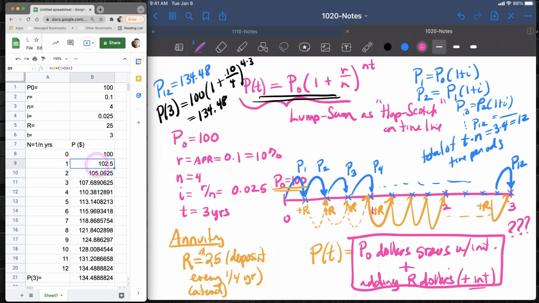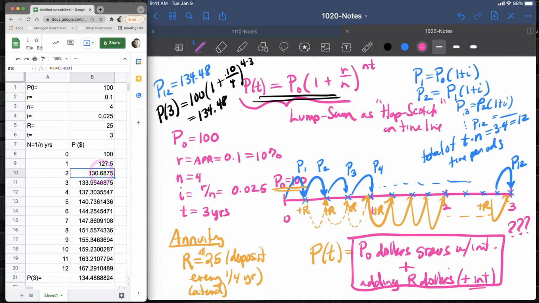Okay, so let's go to this formula and say that $100 is going to grow in interest, and then after it's done growing, this is when I'm going to add in the R dollars, add in the $25. And now you can see that I have $127 after this time period.